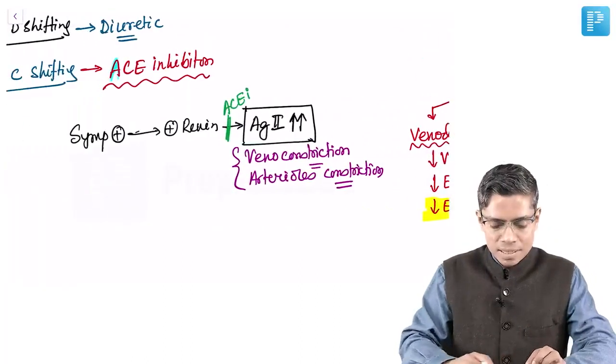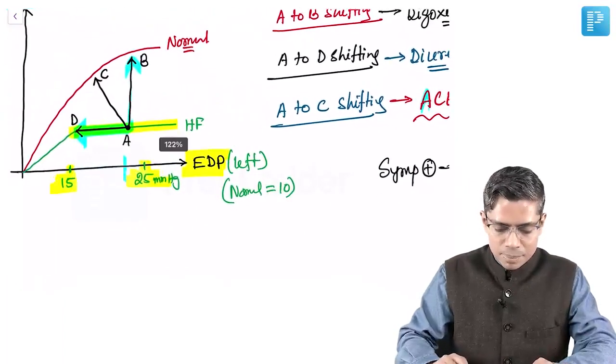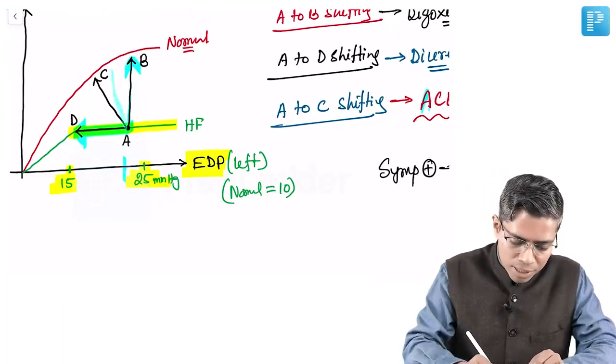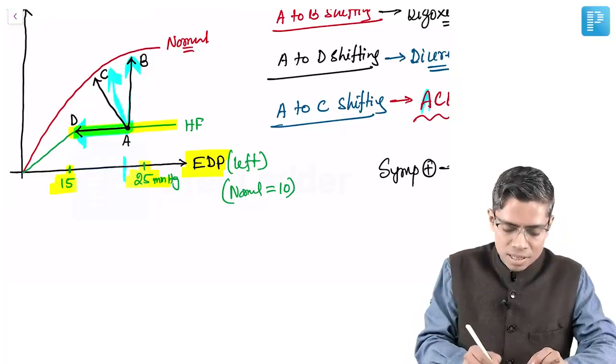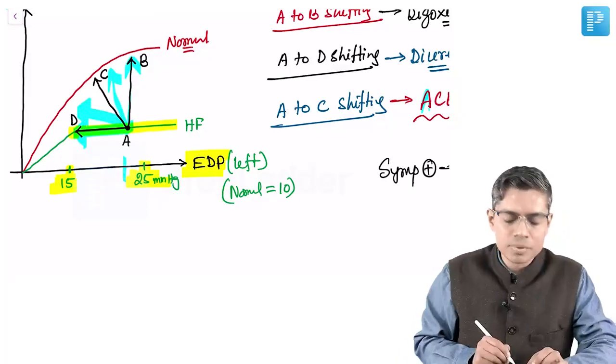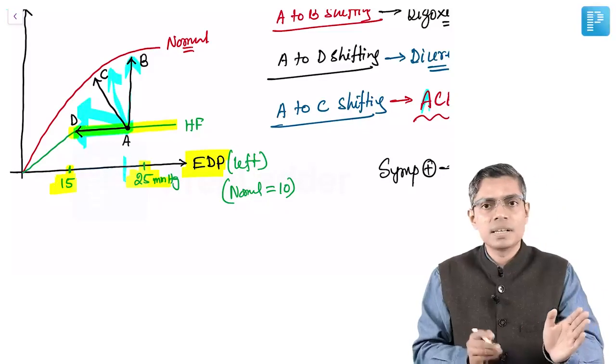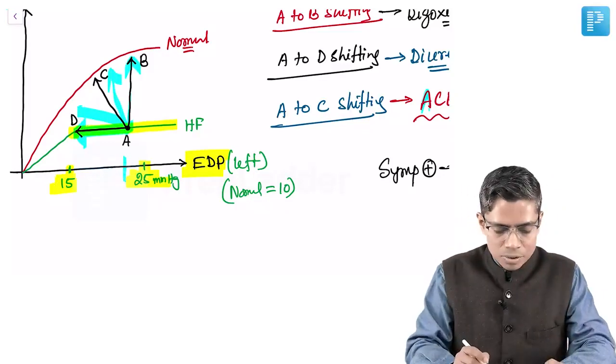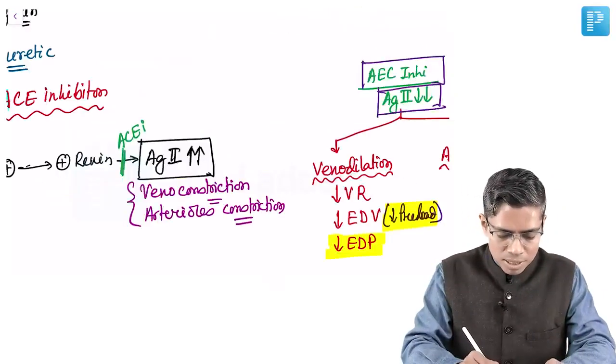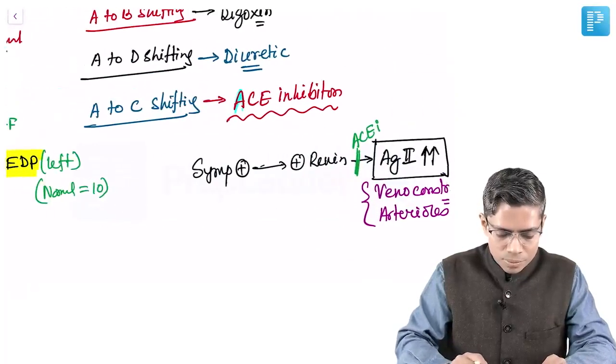And that's why we can see here that the curve is shifting not only in the upward direction, which is due to increased contractility, it is also reducing the volume. That's why it is shifting in the leftward side and upward side. So the combination of these two is nothing but a neutral position, that is from A to C shifting.